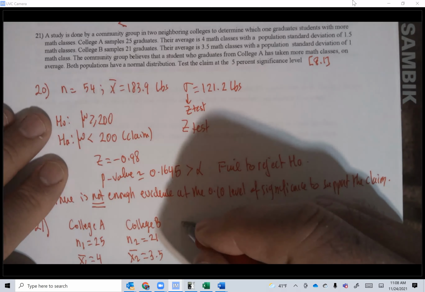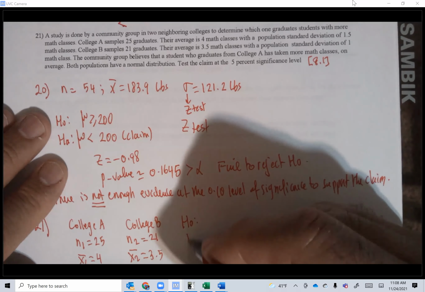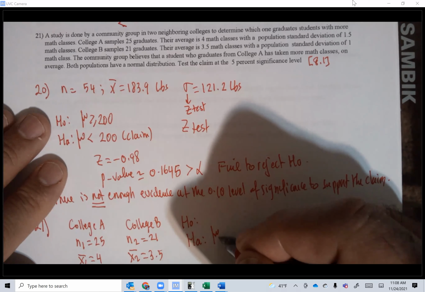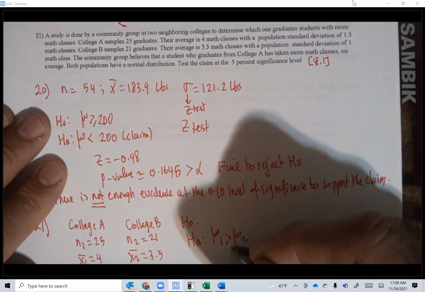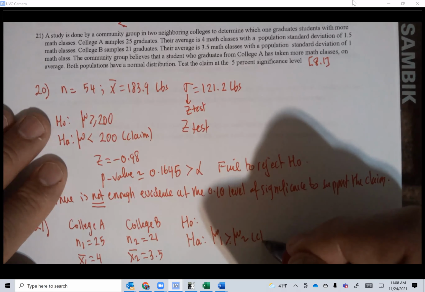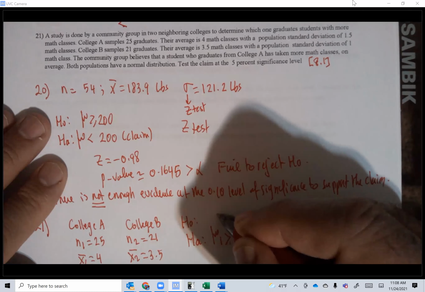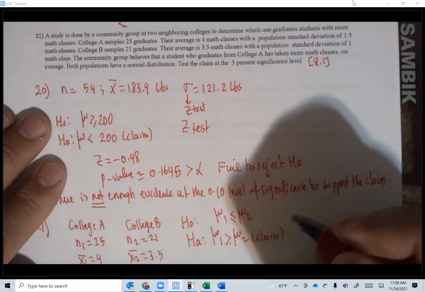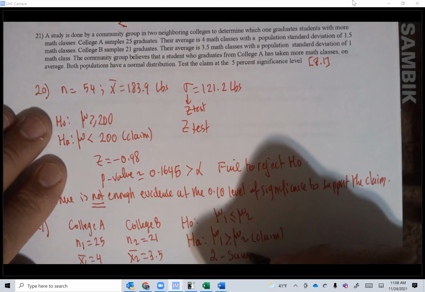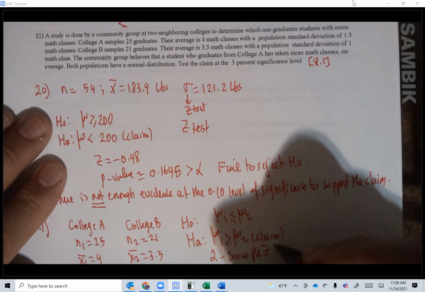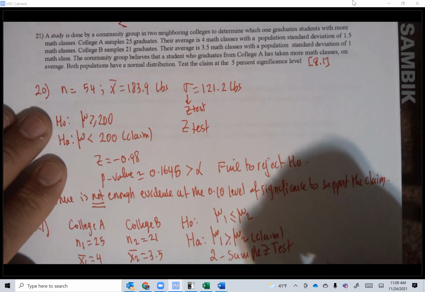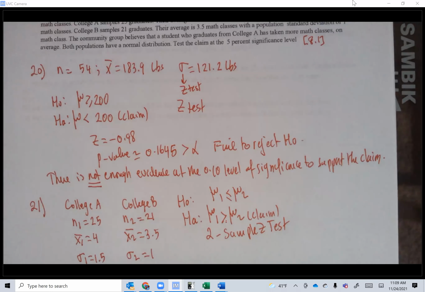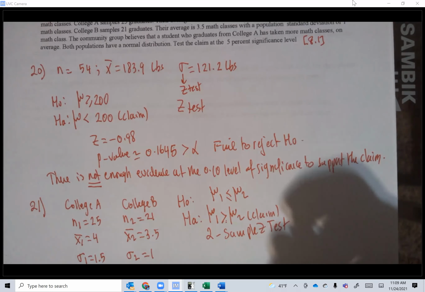You guys, you should agree with me. More math classes means mu1 greater than mu2. More, that's the claim. mu1 is less than or equal to mu2. And guys, this is called 2-sample z-test. We don't need a pooled for the z-test. You will see it doesn't ask you for this. 2-sample z-test. Okay, let's run the test.